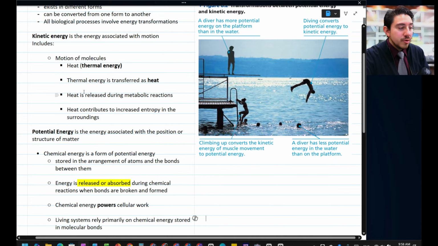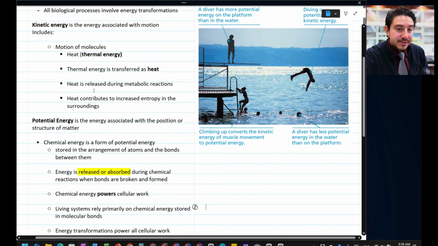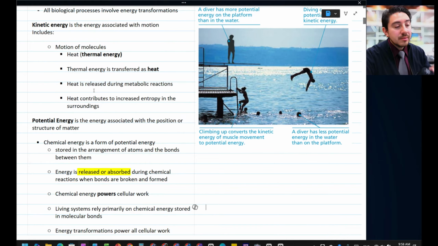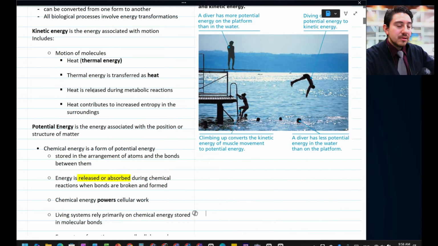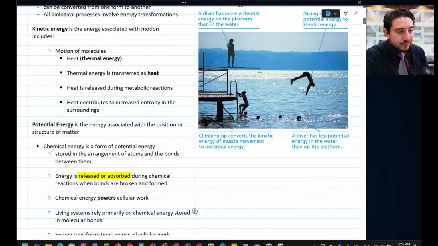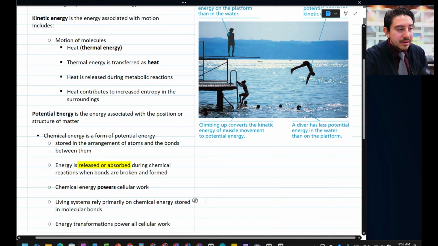And then when you're passing that energy down, just transferring that energy is referred to as heat, as we've seen in the previous chapters. Okay? Heat, as I mentioned before, is released during metabolic reactions, and it contributes, we're going to talk about this in a little bit, to an increased entropy in the surroundings. So basically, when you liberate heat, you're going to pass that energy to molecules, let's say in the air. It's going to make them move a lot more. So you're increasing entropy, you're increasing disorder, okay? Randomness in the environment.